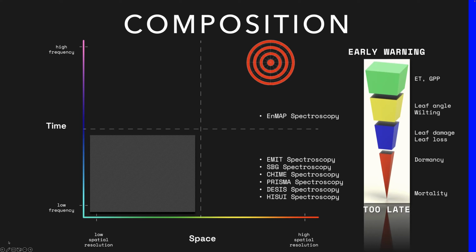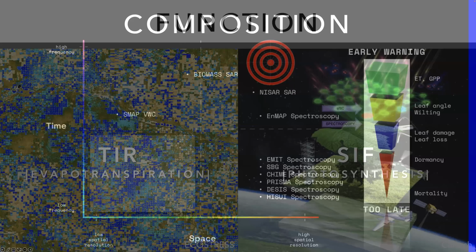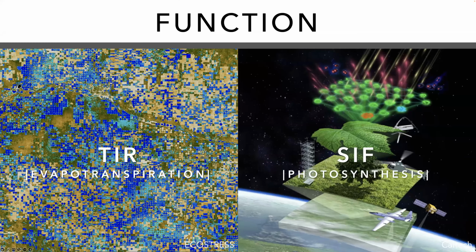Right now we're in this renaissance of spectroscopy where we've got lots of missions coming up. They're all about the same though, with similar spatial resolution, similar temporal resolution. NMAP will be a little bit better out of Europe, and that tends to do a pretty good job. We've also got the radar and vegetation water content, and that's giving us even better early warning. And then for function, we have that thermal for ET and fluorescence to start to get productivity.